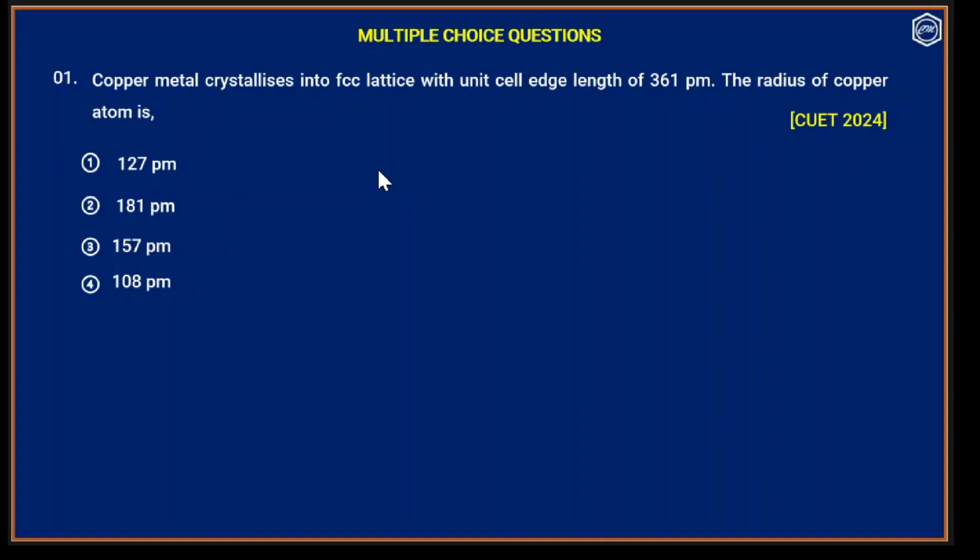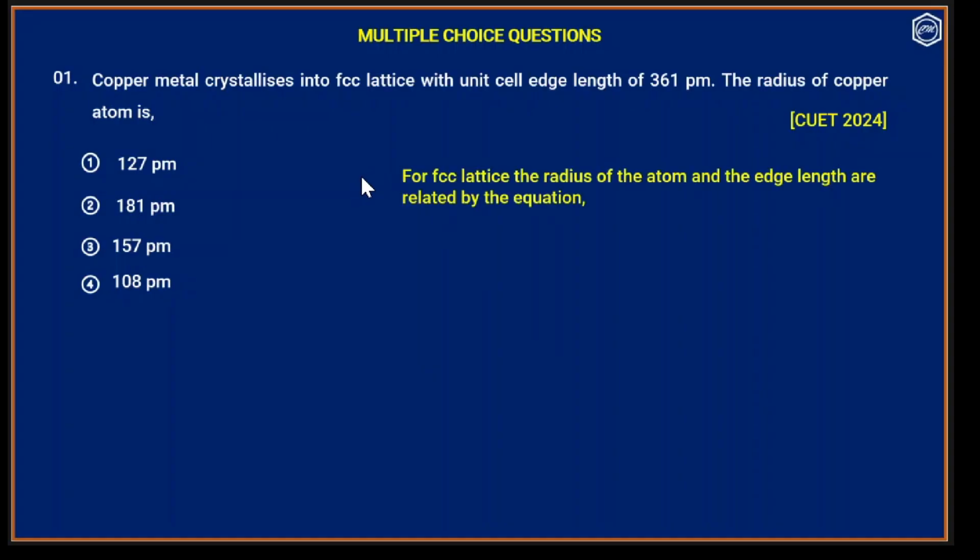Since it is a numerical question, we have to find out the radius by calculation. For FCC lattice, the radius of the atom and the edge length are related by the equation R is equal to A by 2 root 2. Now A is given, that is 361 picometer. So R is equal to 361 by 2 into root 2, 1.414, that is 127.65 picometer. So the correct option will be option 1.